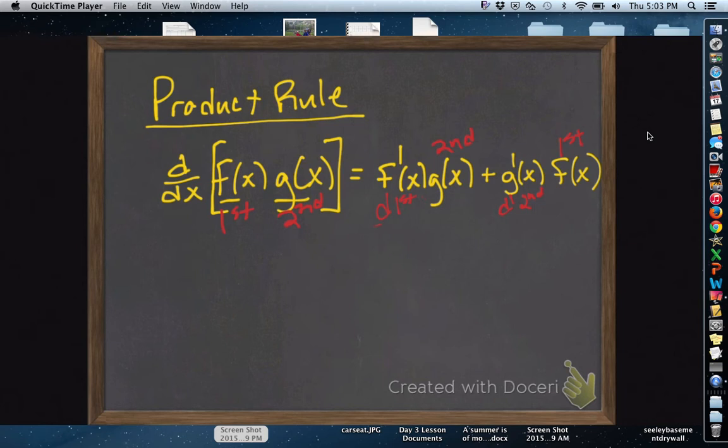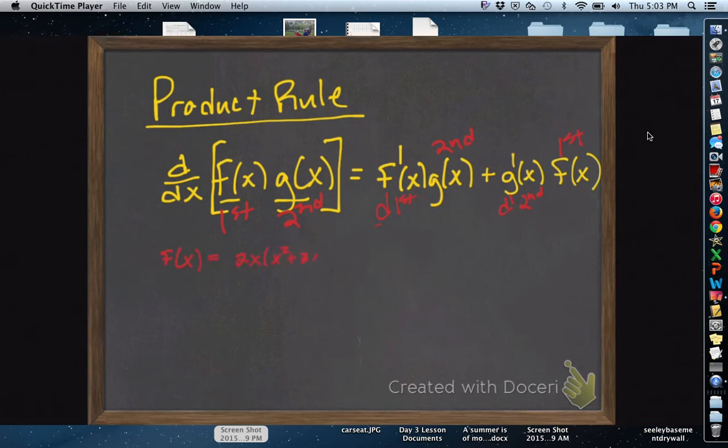You can't take any shortcuts. You can never just take the derivative of one function times the derivative of the other function. That doesn't work. You have to follow this rule when two functions are being multiplied. So don't try any shortcuts. You only get in trouble along the way. Okay, so we'll keep going.